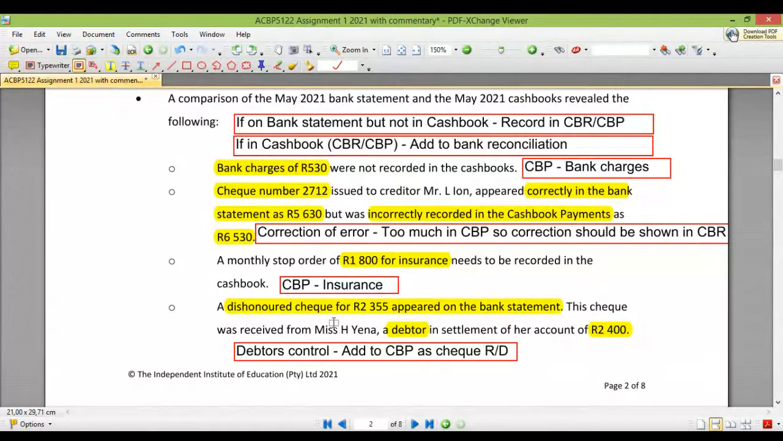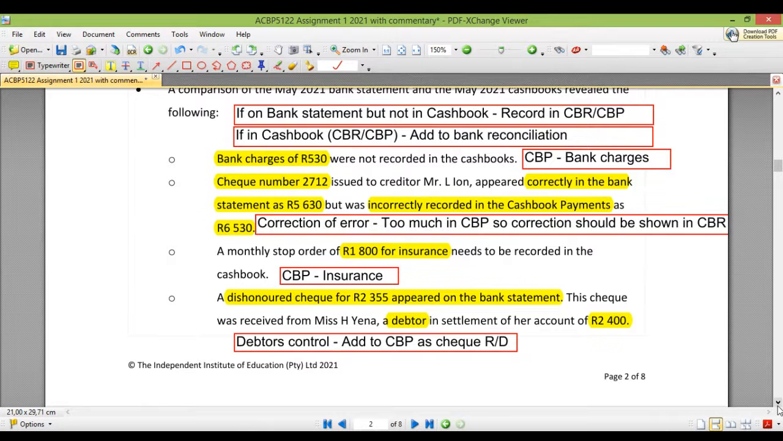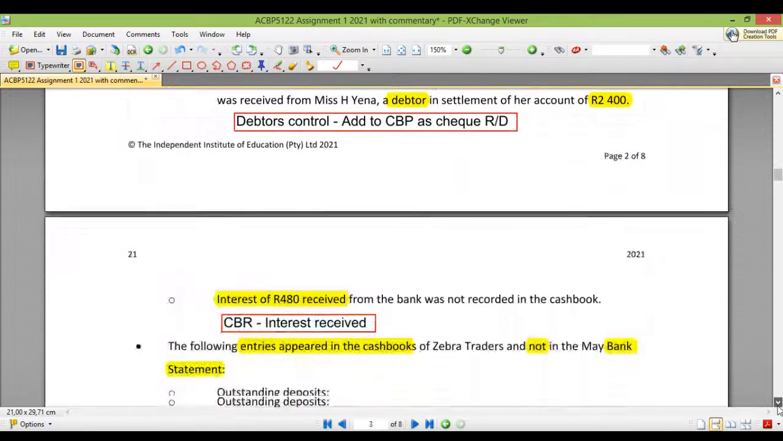Then we had a dishonor check, so that's an RD check of 2,355 Rand that appeared on the bank statement. So that means we received money from our debtor, which was in our cash book receipts. That check now bounced. We're not getting that money, so we now put that RD check into our cash book payments for the amount that is the 2,400 Rand.